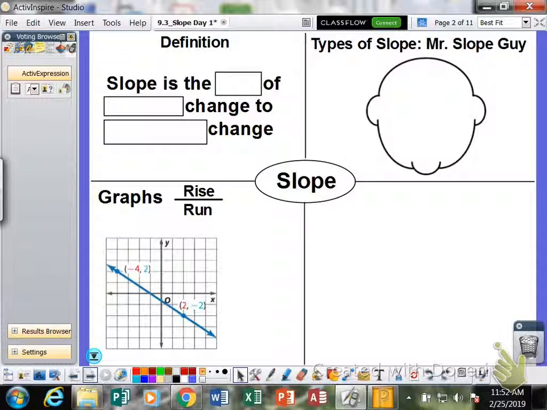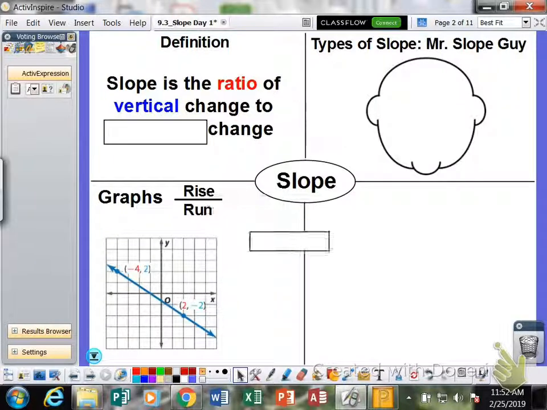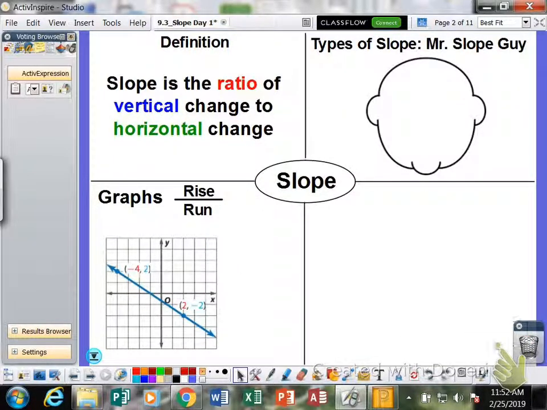Okay, so we're also going to be looking at slope. We're going to briefly introduce it here, and then in day 2, we're going to look at it more in depth. But the slope is the ratio of vertical change to horizontal change.